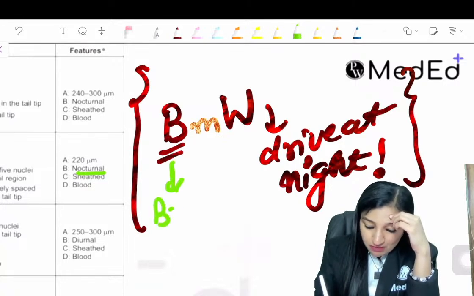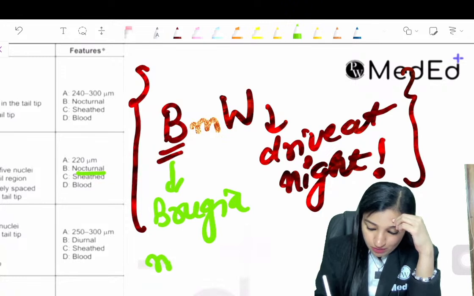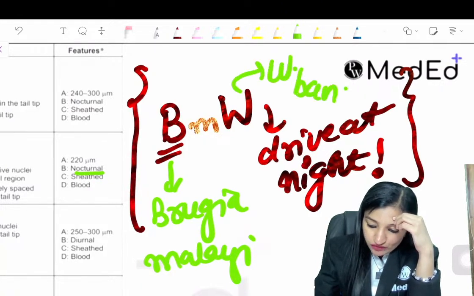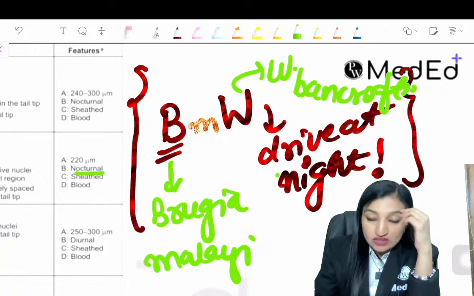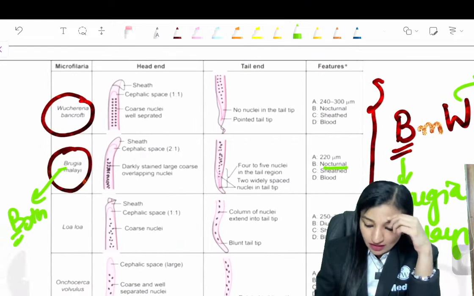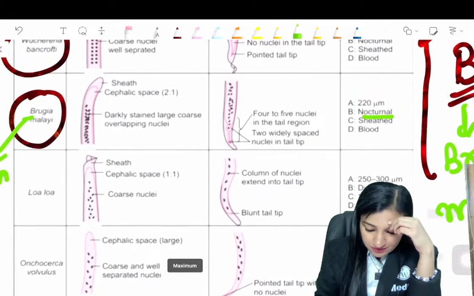Okay, so B for what? B for Brugia malayi, and W for Wuchereria bancrofti, both of which have nocturnal periodicity. So BMW, drive at night. Drive at night. Is this clear? Okay.